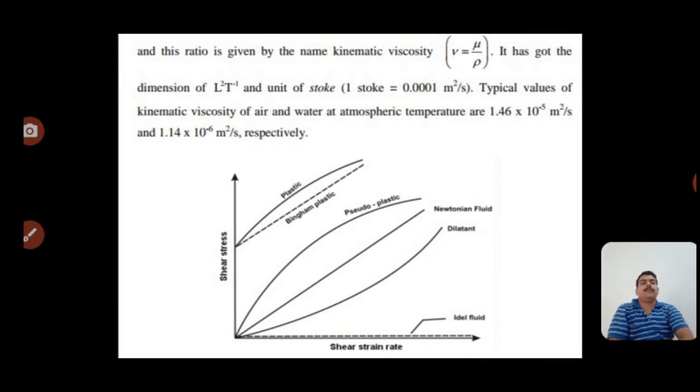When dynamic viscosity is divided by the density of the given fluid, then it converts to the kinematic viscosity of the fluid. Simple. Divided by density and it converts to kinematic viscosity.